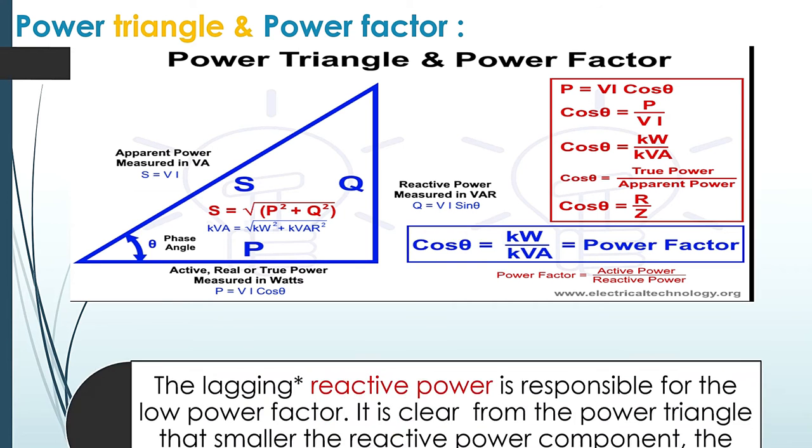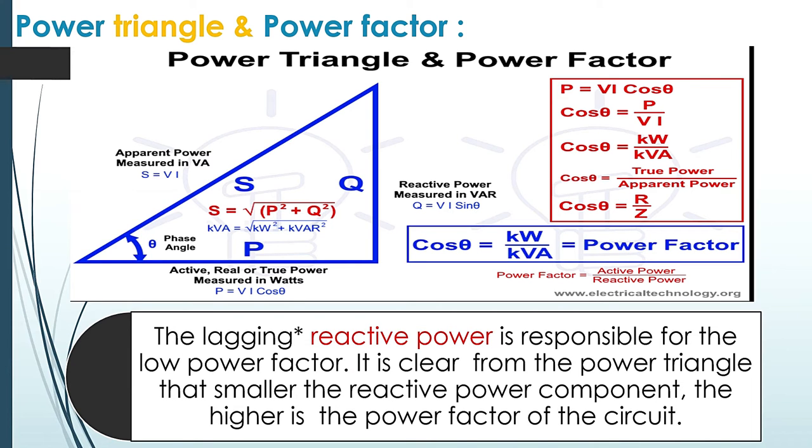From this triangle, as I told you in the first slide, to maintain the power factor we have to maintain the reactive power. If you maintain the reactive power properly, your power factor will get adjusted. Reactive power is responsible for the low power factor. It is clear from the power triangle that the smaller the reactive power component, the better the power factor of the circuit. So the main theme is that you have to maintain the reactive power. If reactive power gets lower or higher, it will affect the power factor. So now the power triangle is clear for you.